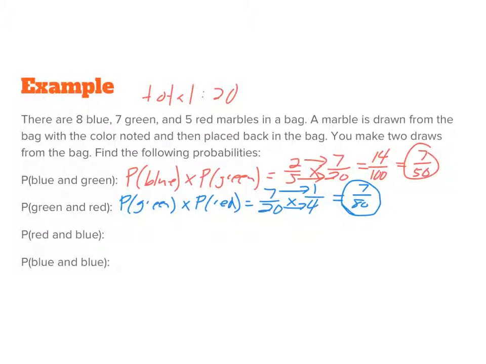Probability of red and then blue. So I need to take the probability of drawing a red times the probability of drawing a blue.